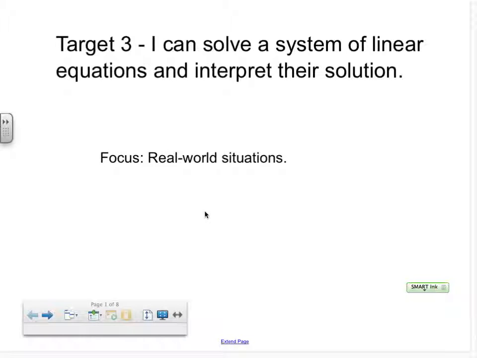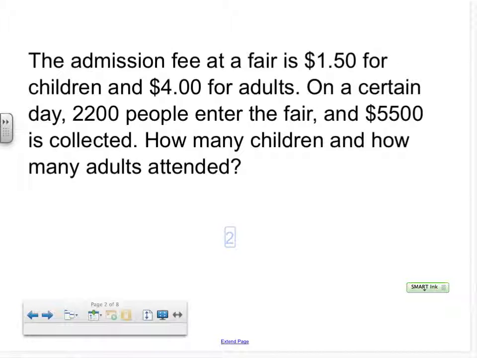Algebra 2, Target 3. I can solve a system of linear equations and interpret their solutions. This is our third video, and today we're going to focus on real-world situations, an application of solving systems. All right, so first we have an example problem.